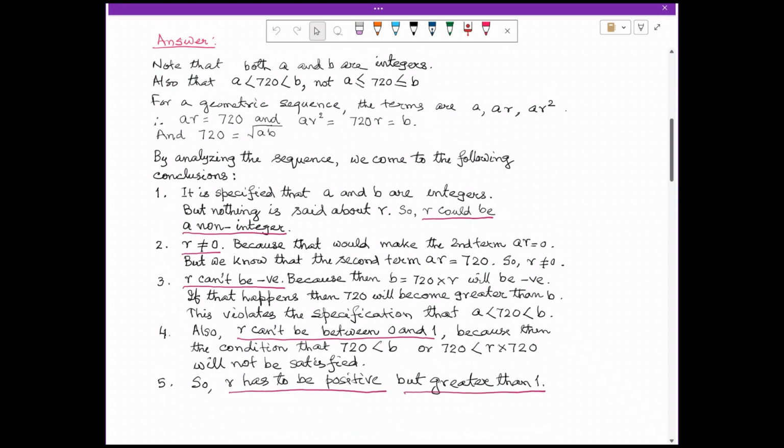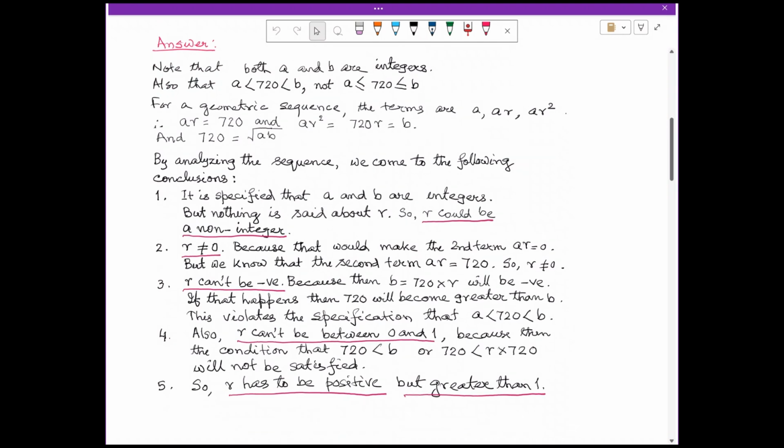Note that both a and b are integers. Also that a is less than 720 and 720 is also less than b. Not a is equal to 720 or less than 720. Similarly, 720 has to be less than b, not equal to b.